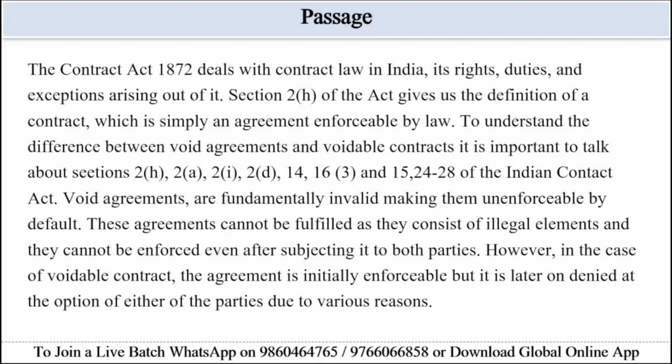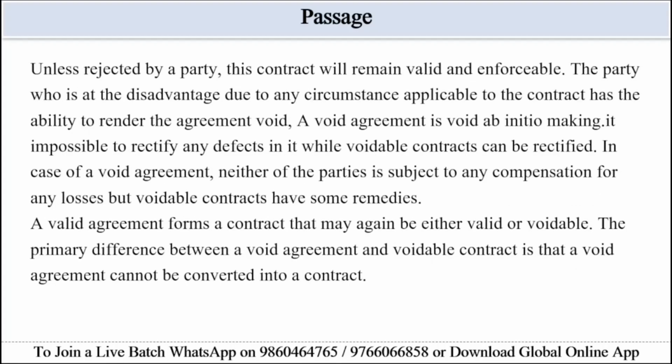Void agreements are fundamentally invalid, making them unenforceable by default. These agreements cannot be fulfilled as they consist of illegal elements and they cannot be enforced by both parties. However, in the case of a voidable contract, the agreement is initially enforceable, but it is later on denied at the option of either of the parties due to various reasons. Unless rejected by a party, this contract will remain valid and enforceable.